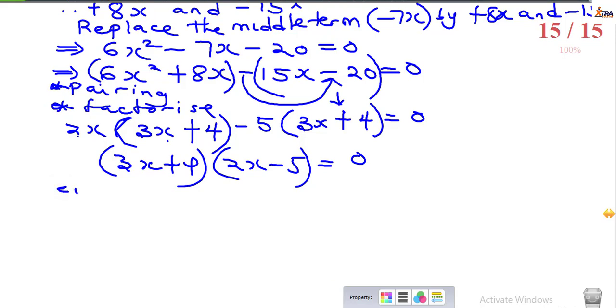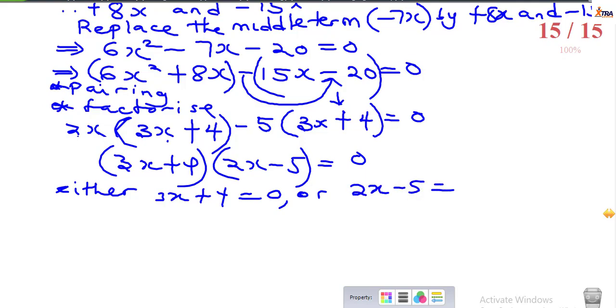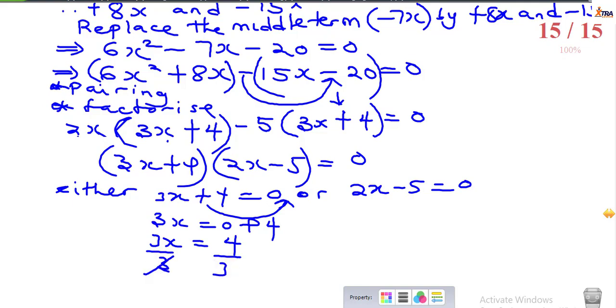So we say either 3x plus 4 equals 0, or 2x minus 5 equals 0. So we have on this side 3x. We stay. We take this to the other side. It becomes 0 plus 4. So 3x equals 0 plus 4 will give us 4. Then dividing both sides by 3, we get x equals 4 over 3 on this side.